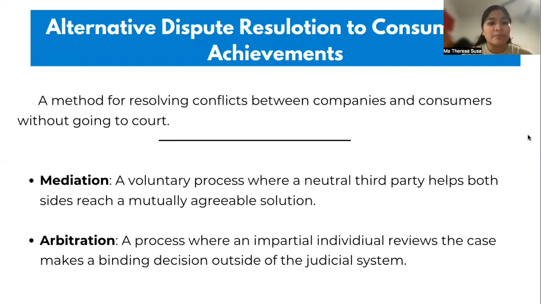as mentioned earlier. And we also have the mediation, a voluntary process to settle disputes using a neutral third party. And for the arbitration, a process where an impartial individual talks to both sides and makes a binding decision outside the court. And we also have the negotiation, where both sides talk without involving third parties.